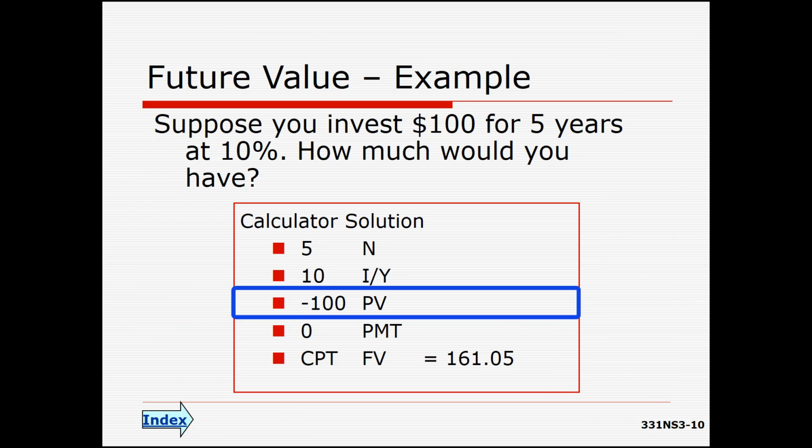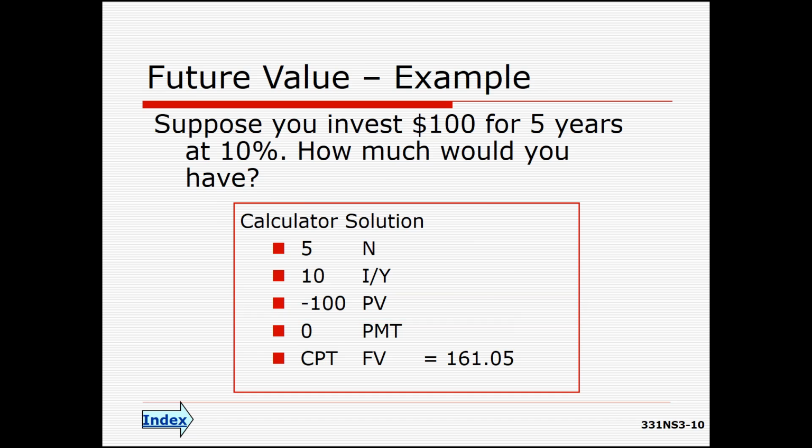The negative sign on the present value in this example indicates that you invested $100 for 5 years. To enter the negative 100, press 100, plus or minus, and then enter it in present value.